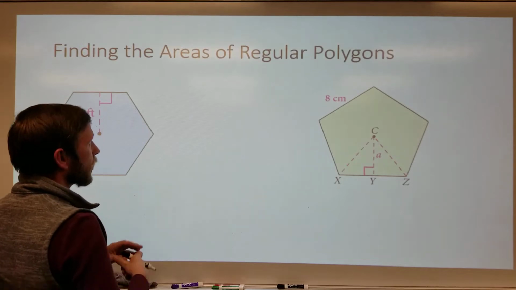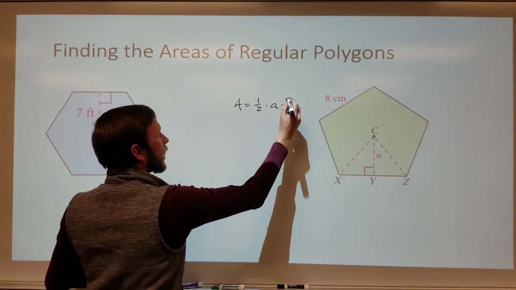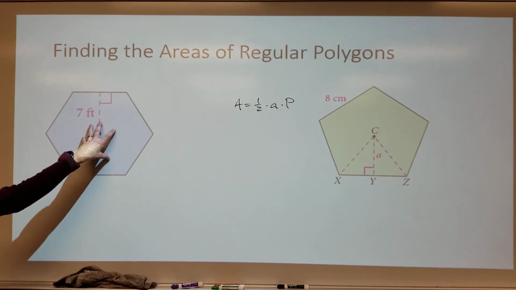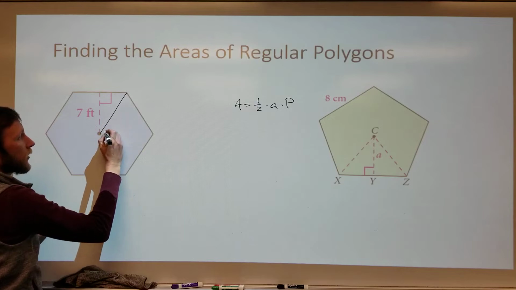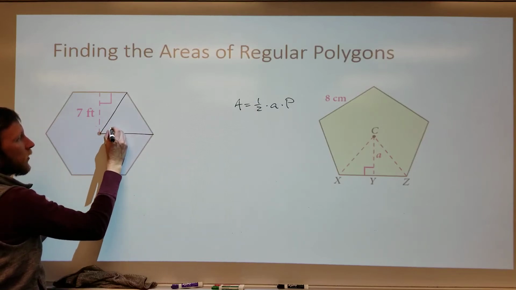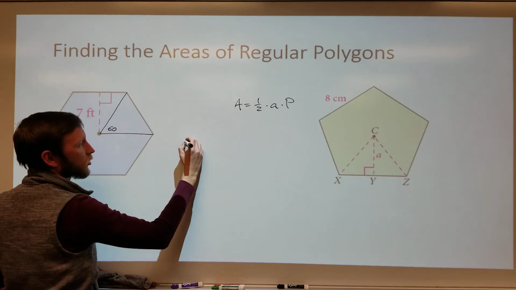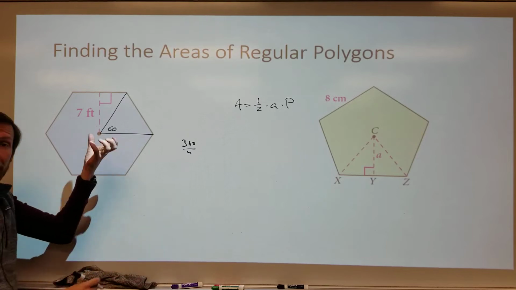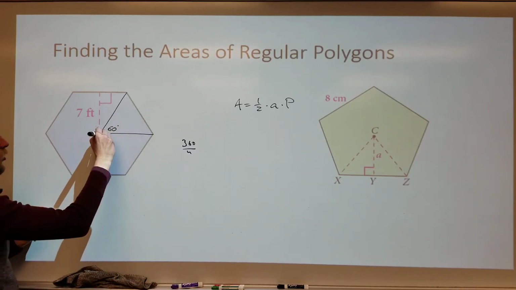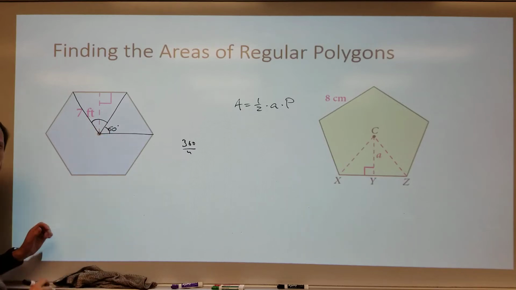So just a reminder, the area of a regular polygon is found by taking 1/2 times the apothem times the perimeter. We were only able to deal with these situations because the measure of this central angle we found was 360 divided by n. Remember, the measure of the central angle is 360 over n. And in this case, 360 over 6 gives us 60 degrees. So this angle right here is a 60-degree angle. This one is also a 60-degree angle.